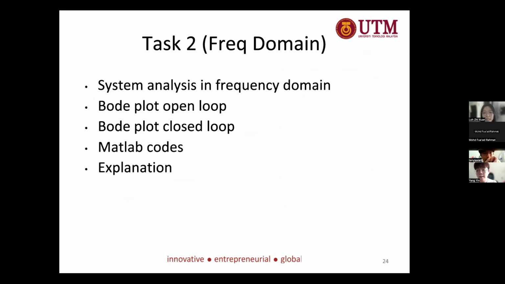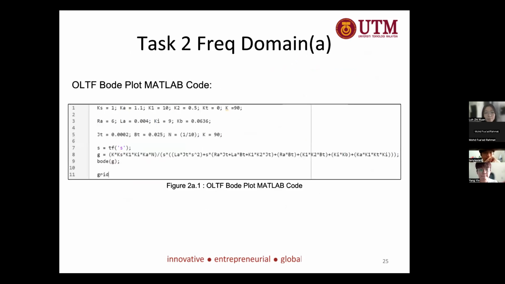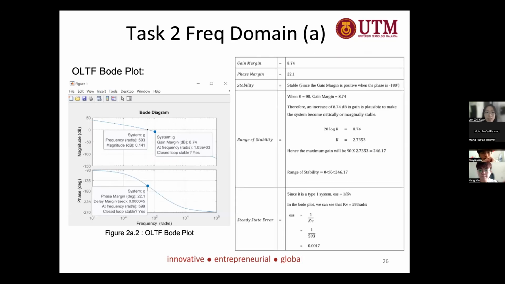So now we are going to analyze the system in the frequency domain. Next. This is the open loop transfer function Bode plot in MATLAB code. We just use the bode function. Next. This is the Bode plot, and we can see that the gain margin is 8, phase margin is 22, and the system is stable since the gain margin is positive. For the range of stability, we can just shift the gain margin to 0 dB, and we get K equals around 246, almost the same as the time domain analysis. And then we can get the steady state error, which is 1 over Kp, where Kp we get from the Bode plot, which is 593. So we get the ess is 0.017, which is almost equal to 0.